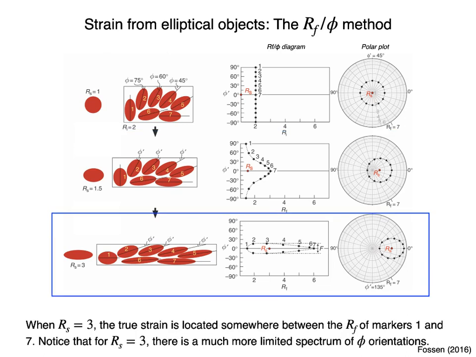When the applied strain ratio Rs is 3, Rs is located somewhere between the Rf of markers 1 and 7. Notice that for Rs equal to 3, there is a much more limited spectrum of phi orientations. This is clear in both the R versus phi graph and the polar plot.